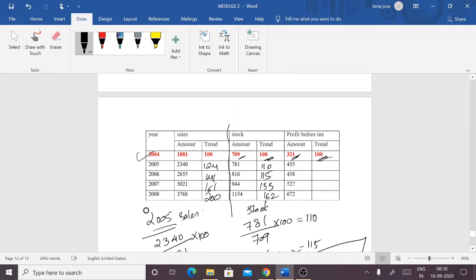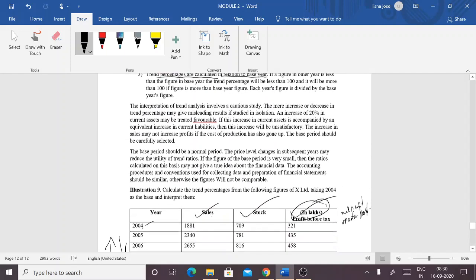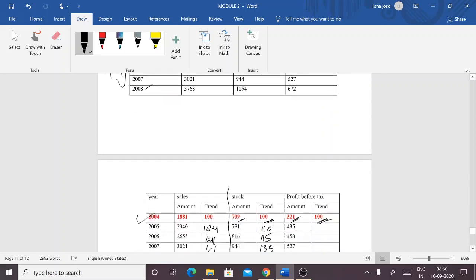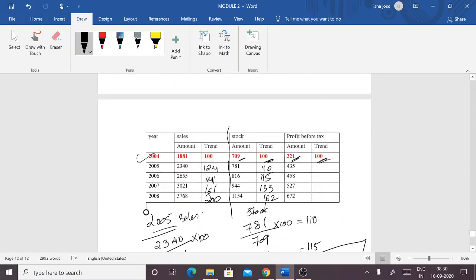This is how we can calculate the trend analysis of a company. Hope this is clear to you. You can work out some practical problems and go through this analysis part also. It is very simple. You just look at the figures, whether they are increasing or decreasing, and in that way you can interpret the same. Okay, thank you.